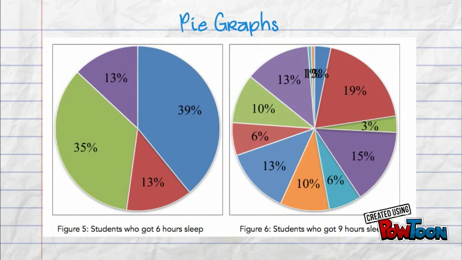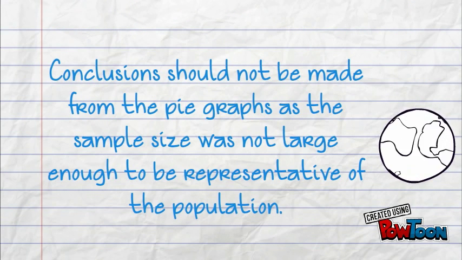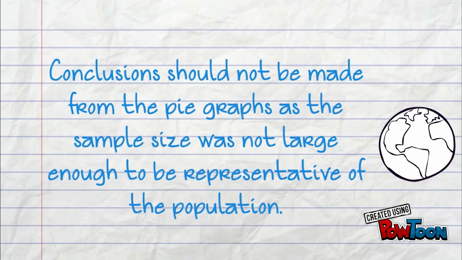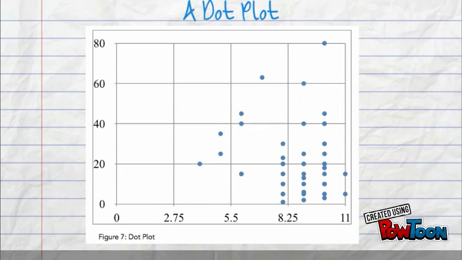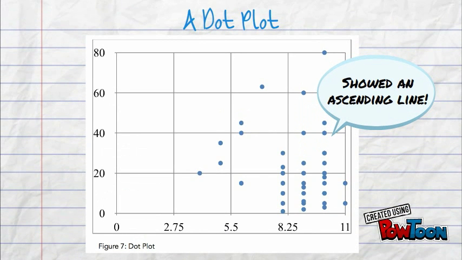I created two pie graphs, one representing students who got 6 hours sleep and one representing students who got 9 hours sleep. I then compared the results of the time it took all of those students to get to school. Conclusions should not be made from the pie graphs as the sample size was not large enough to be representative of the population. I created a dot plot.